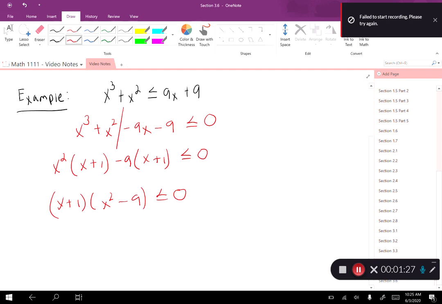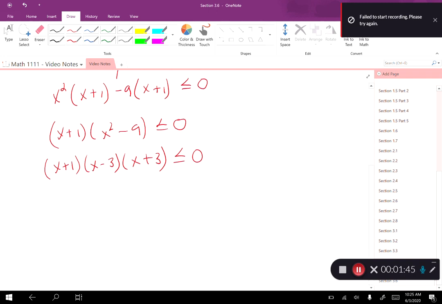Keep on factoring. Remember, x squared minus 9 is difference of squares, so I have x plus 1 times x minus 3 times x plus 3 is less than or equal to 0. Next, I need to find the zeros of the polynomial. And so setting each expression equal to 0, I'm going to get x equals negative 1, x equals positive 3, and x equals negative 3.